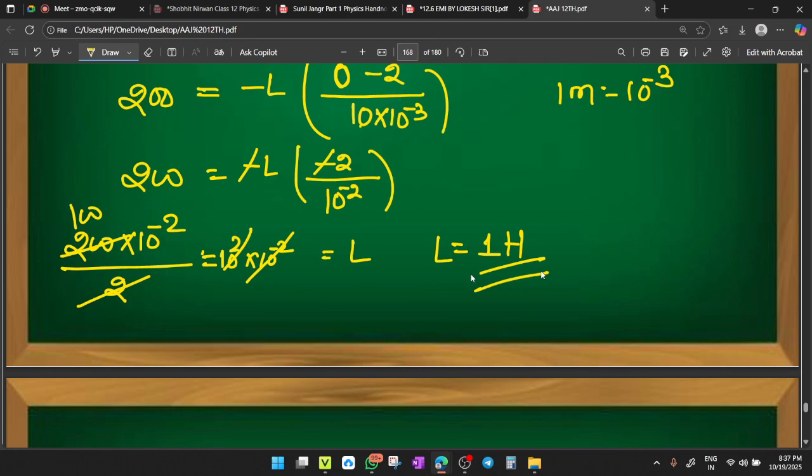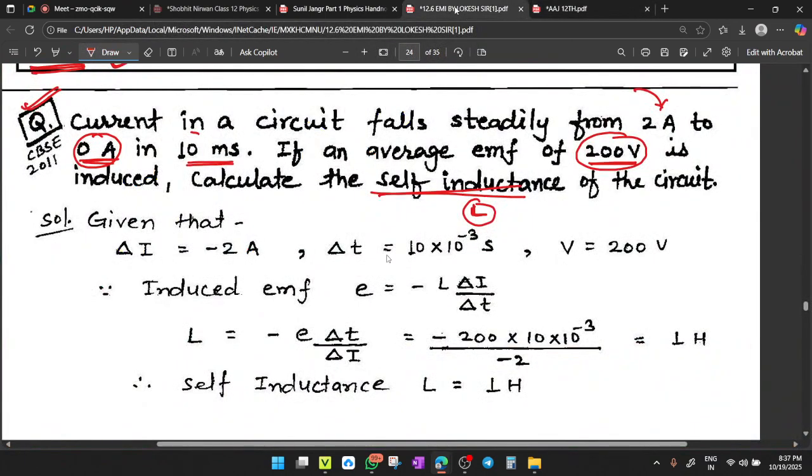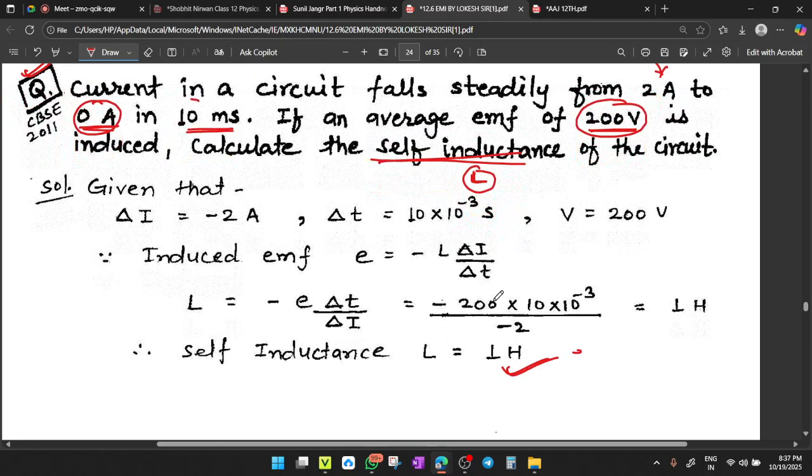What is the unit? Henry. So the inductance of the coil equals 1 Henry. Got it? Yes.